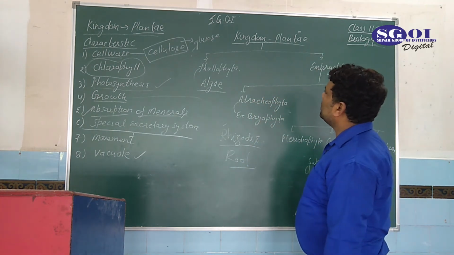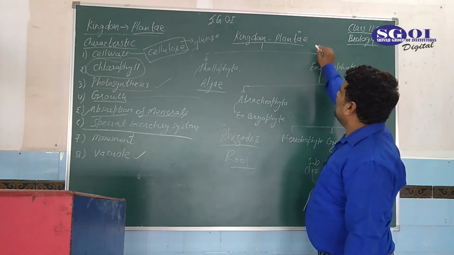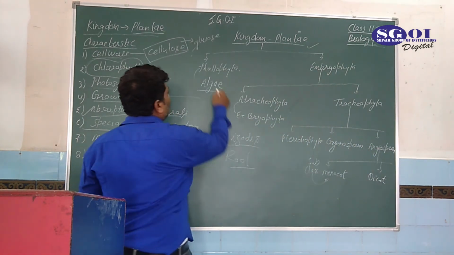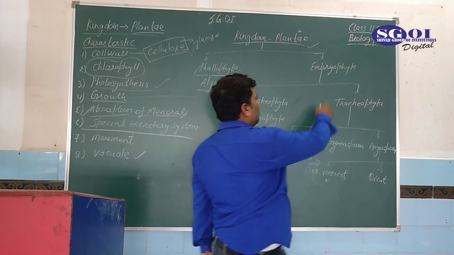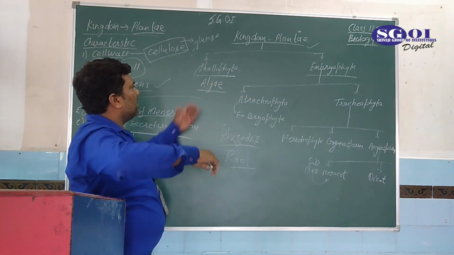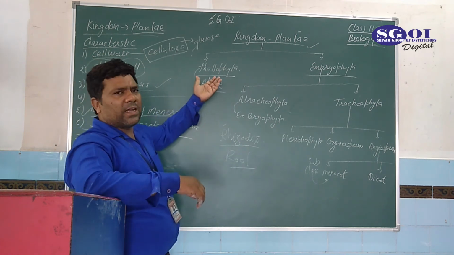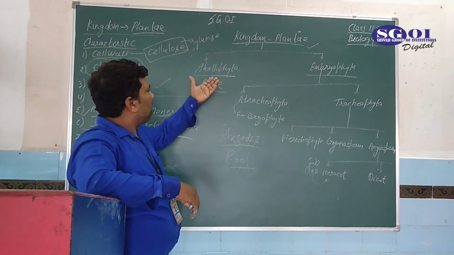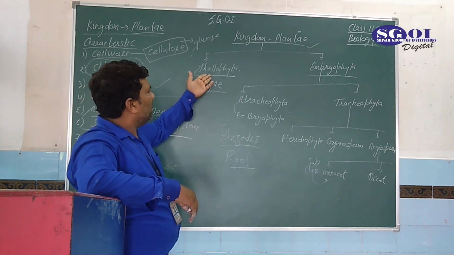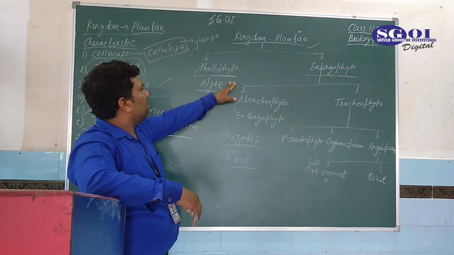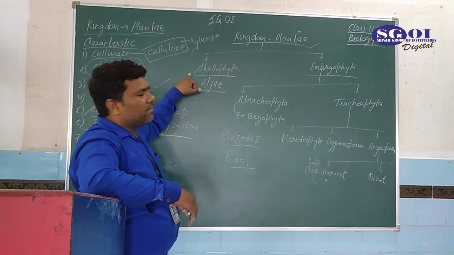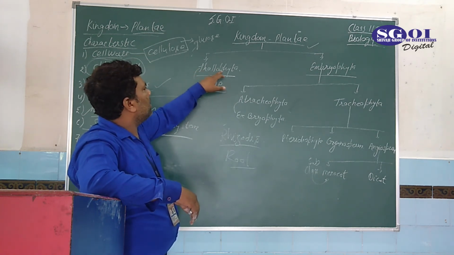Now comes the classification of the kingdom Plantae. This kingdom Plantae is divided into two parts. The first is known as Thallophyta, and the second is known as Embryophyta. As the term indicates, Thallophyta: thallo is a type of plant part, or we can say the nature of a plant, that it is thalloid, and phyta means plant. It means a plant having a thalloid structure is known as a thallophyte.